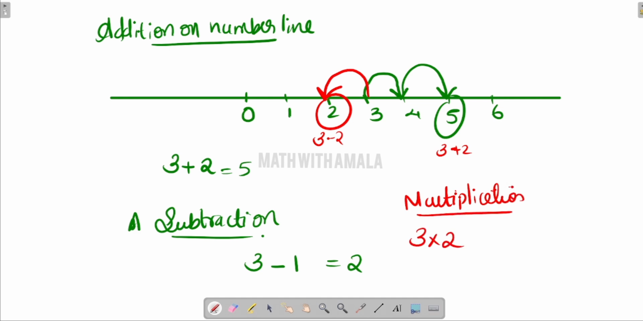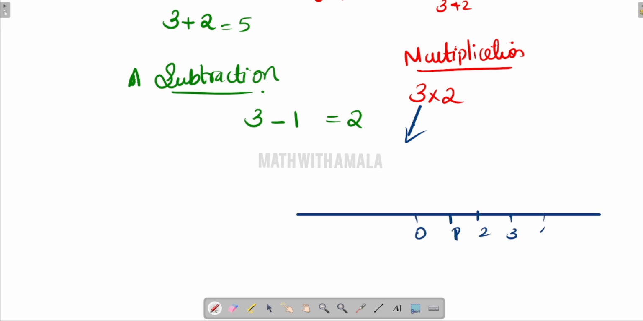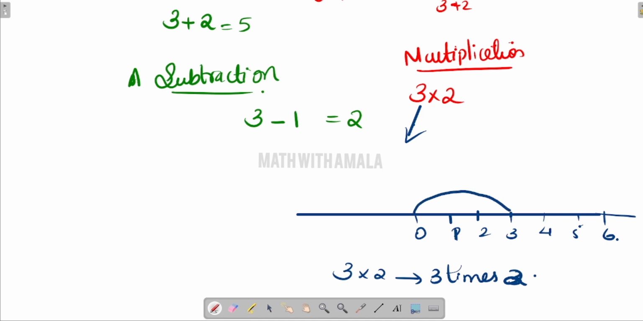In the multiplication case, you have to start from 0. 3 into 2 means, in words, you can say 3 times 2, or 2 is multiplied 3 times, or 3 is multiplied 2 times. In both ways you can say it. Let's consider the number line. So 3 into 2 is 3 times 2. We can start from 0 and make a group of 3. Now by the first jump you will reach 3. Then by the second jump you will reach 6.